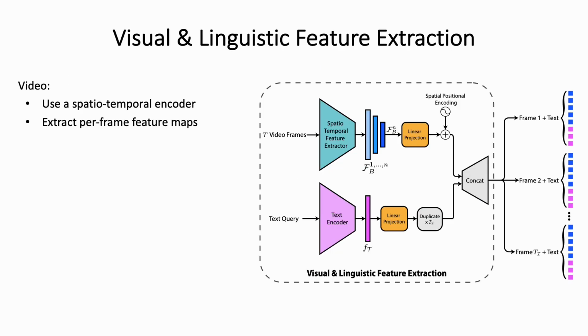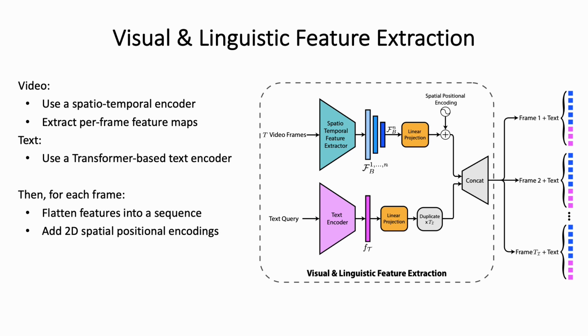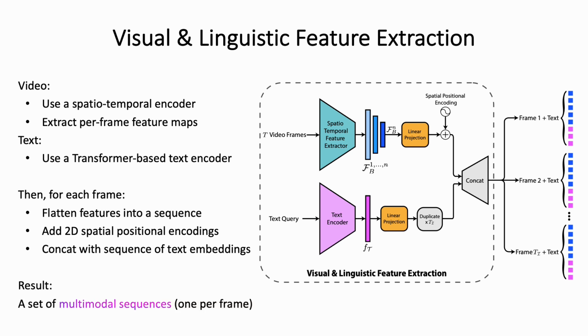For the video, we use a spatiotemporal feature encoder. This encoder outputs per-frame feature maps, which contain both appearance characteristics and action semantics. Similarly, a transformer-based text encoder is used to extract linguistic representations from the text. Then, features of each frame are flattened, summed with two-dimensional positional encodings, and concatenated with the text embeddings. This results in a set of multimodal sequences, one per frame.